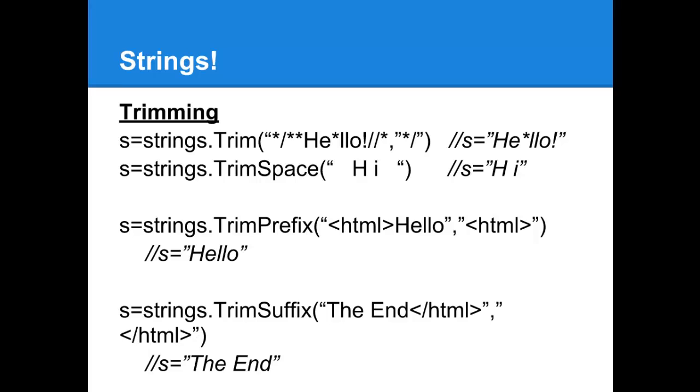Finally, there's trimming, which lets you trim from the beginning and ending of a string to simplify it down to its core. In this case, you can use strings.Trim to remove all the stars and slashes from the outsides of the hello. You can also use strings.TrimSpace to remove the spaces from your word. You'll notice that it doesn't remove a space from inside the word, it only removes it from the outer ends of the word.